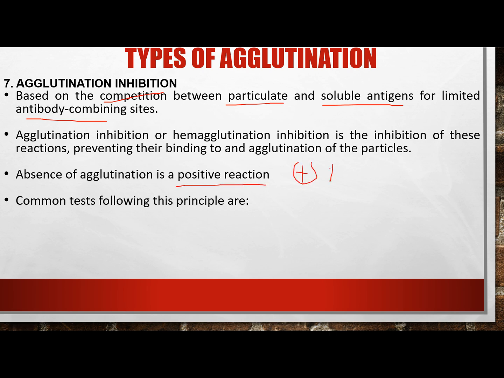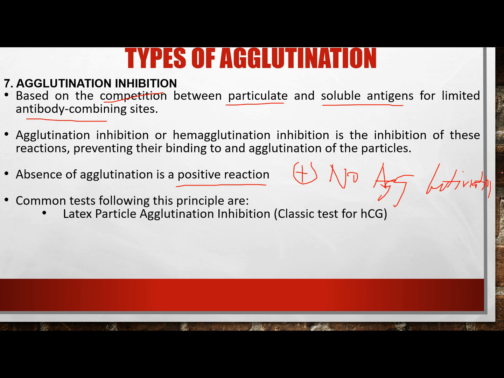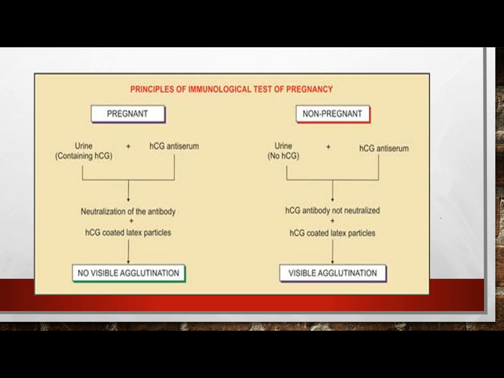So the positive result here is no agglutination. Common tests that follow this principle, class, are latex particulate agglutination inhibition or the classic test for HCG. Di ba, your HCG is the pregnancy test. You would use this for pregnancy. And then there's the viral hemagglutination inhibition. So for you to understand this, class, ito siya. This is the latex test for HCG.